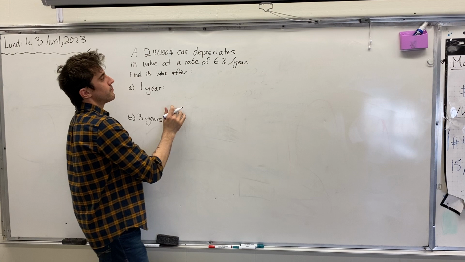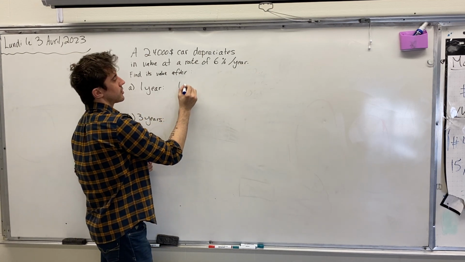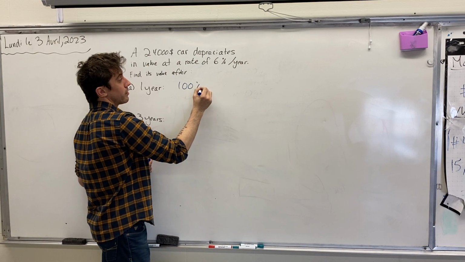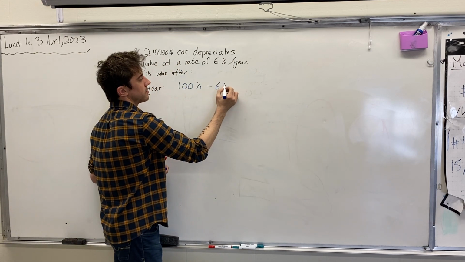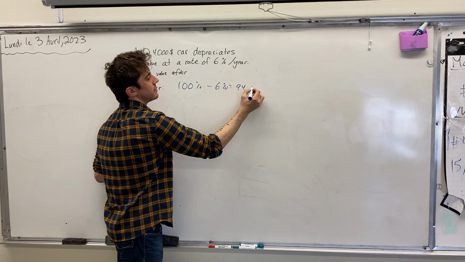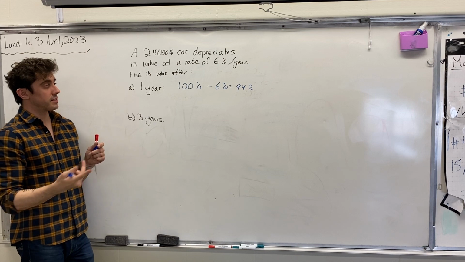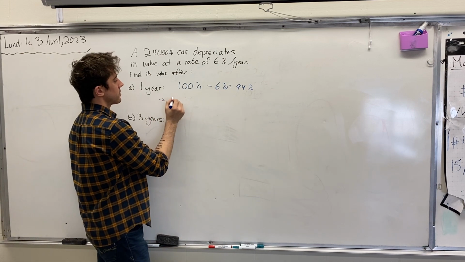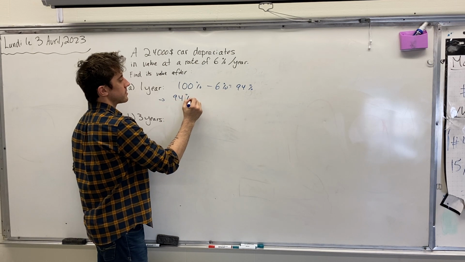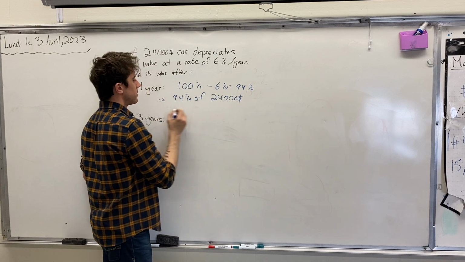So for the first part, if it's depreciating in value at 6%, then that means that it's going to go down from 100% of its original value by 6%. And so it'll retain 94% of its value, okay? So if we want to find its value after 1 year, after it's gone down by 6%, we can simply look for 94% of its original value, okay?